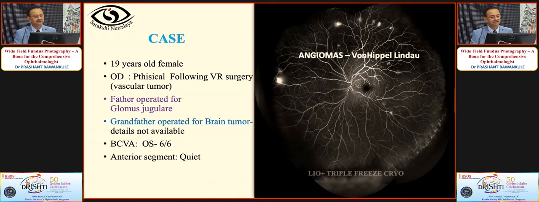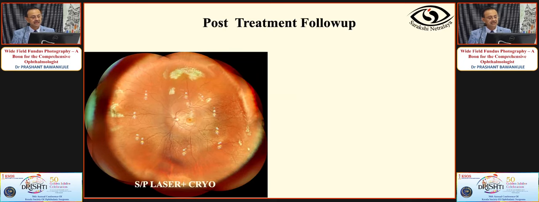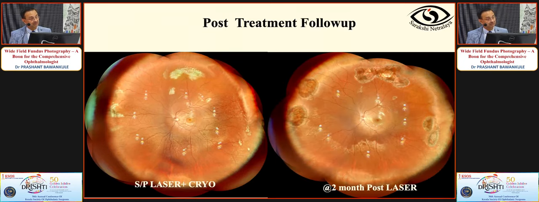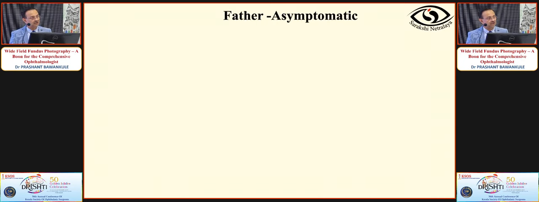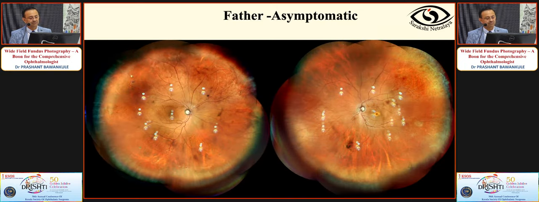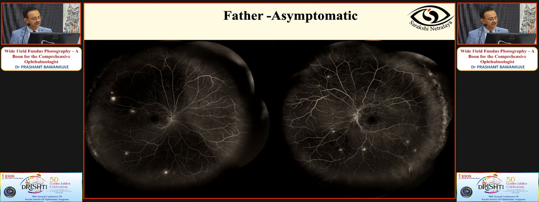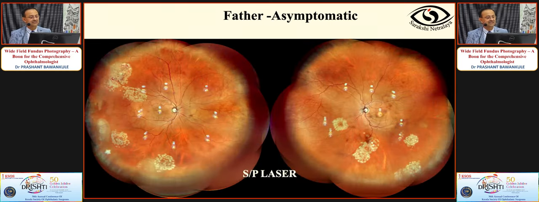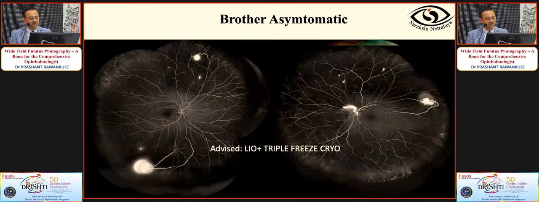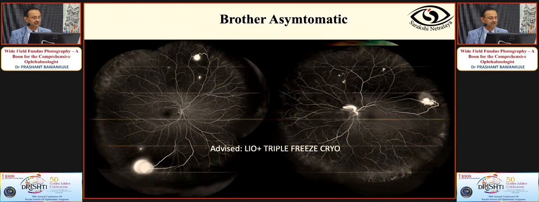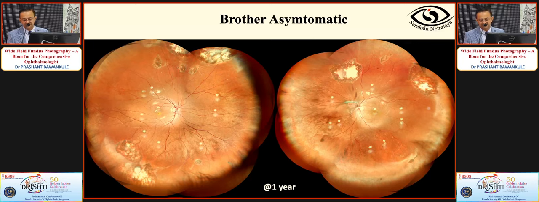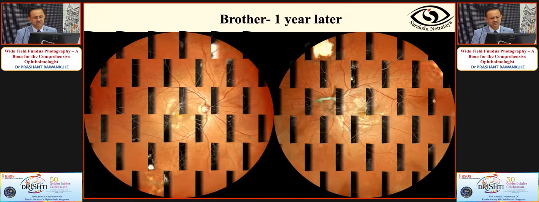We treated the patient with the laser. Now, post-treatment follow-up can also be well done. The father was asymptomatic. Because it can have a genetic link, we did a wide field angiography. Again, you could see multiple angiomas in his eye. Similar was the case with her asymptomatic brother, where we could pick up multiple lesions with a wide field angiogram. Of course, we went ahead with the genetic and all other studies, and treated him.